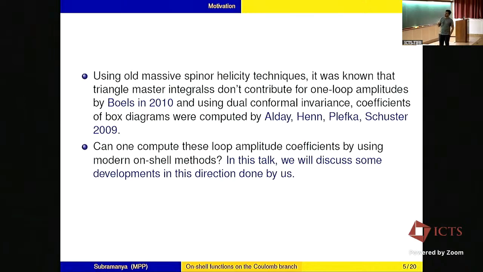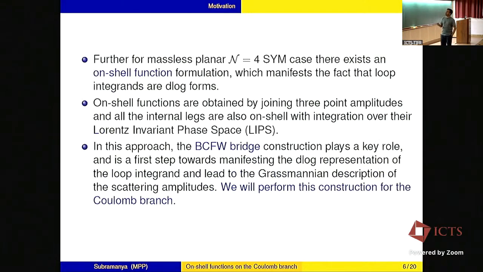So then the question is, using modern on-shell methods, using the little group covariant spinor-helicity formalism, can we compute these coefficients for the loop amplitudes in this theory, and also understand the structure of BCFW recursability of this theory?